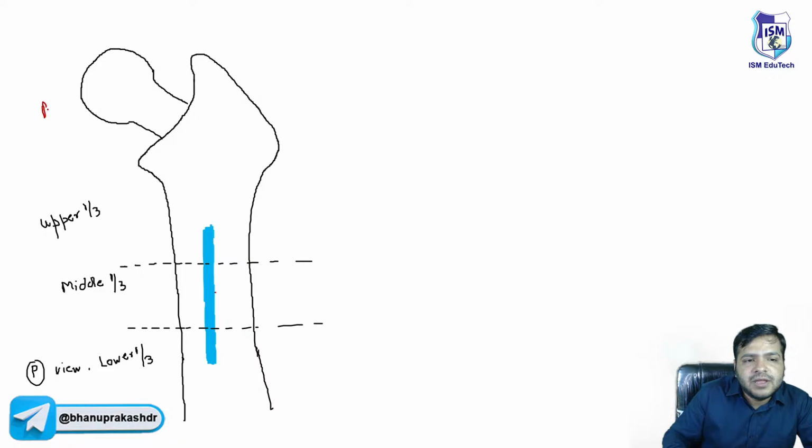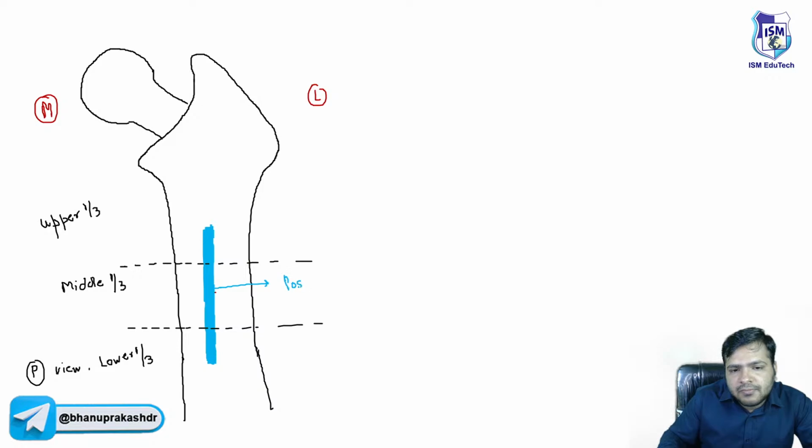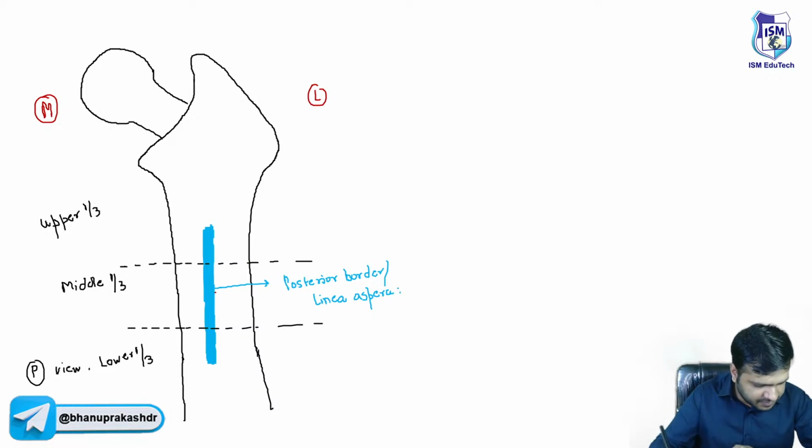Now this is the medial side and this is the lateral side, because this is the posterior view. So this is actually the linea aspera. This is clear, everyone calls the posterior border the linea aspera. So this is the posterior border, or it is also called the linea aspera.